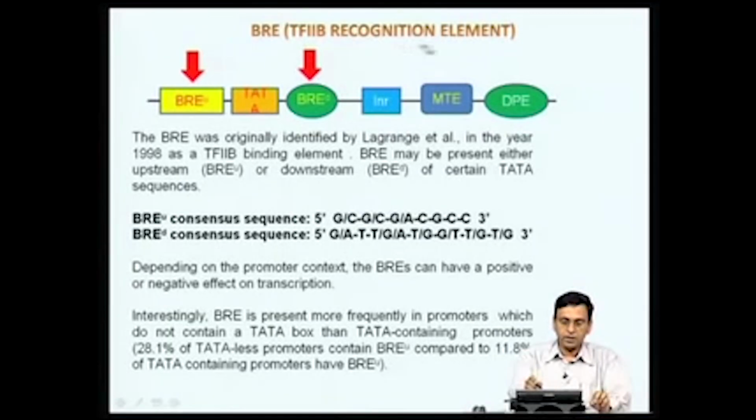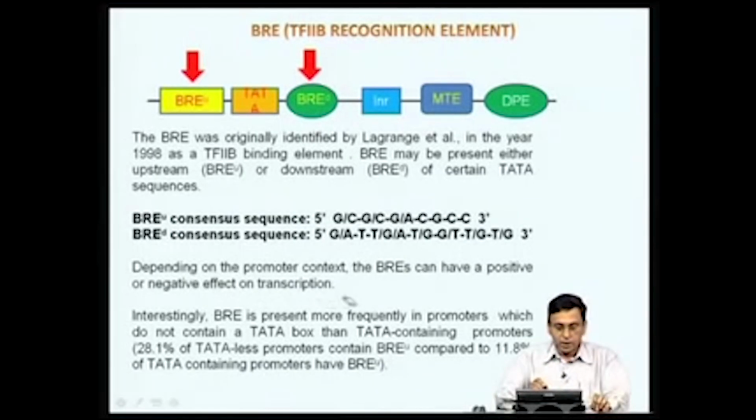BRE, TFIIB recognition element. Now, the BRE was originally identified by Lagrange et al. in the year 1998, and this was identified as a TFIIB binding element, that is, the sequence to which the TFIIB transcription factor binds. The BRE may be present upstream, when it is called BREu, or downstream of the TATA box, when it is called BREd. So, there are two variants. When the BRE is present upstream of the TATA box, it is called BREu. When it is present downstream of the TATA box, it is called BREd.